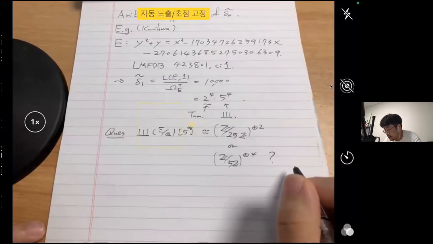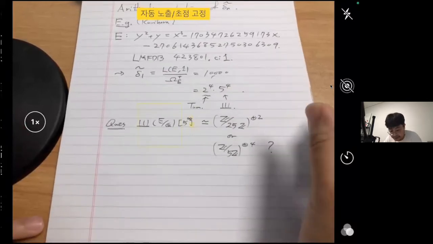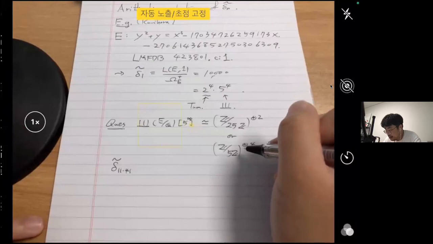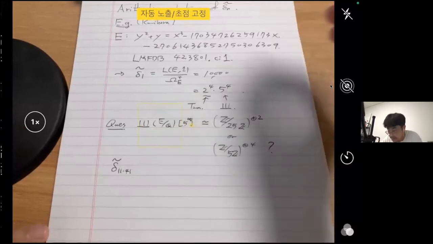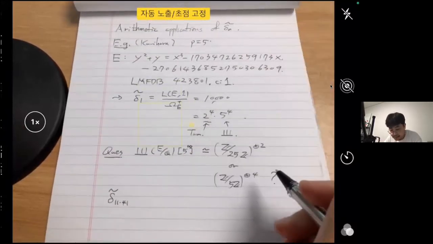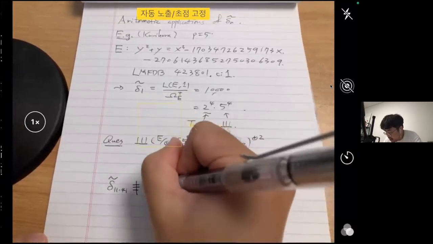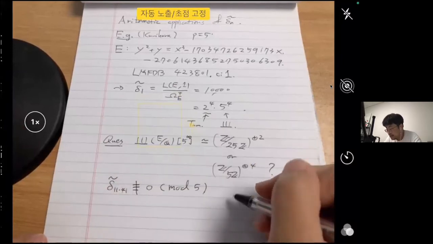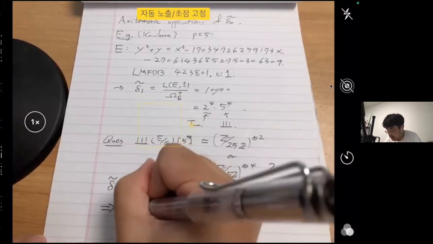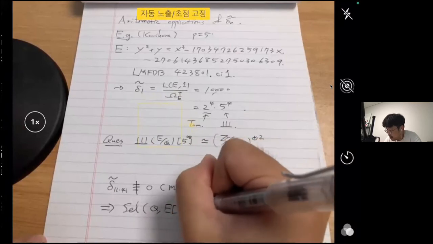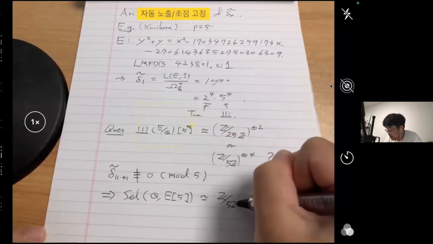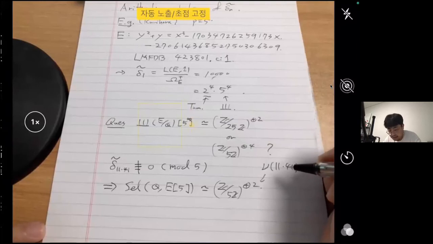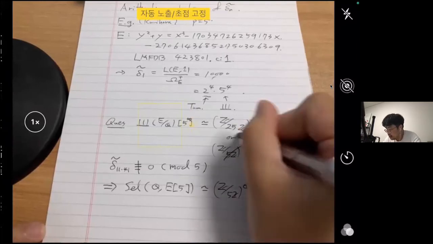And using this delta tilde, what we can compute is the following. 11 and 41 are the Kolyvagin primes for this elliptic curve with respect to prime 5. So p is 5. And this is non-zero modulo 5, and the divisor bounds the number of generators of Selmer groups. In this case, this implies this is Z mod 5Z squared. So this 2 comes from the number of divisors like this. So this removes this case, and this is the correct one.